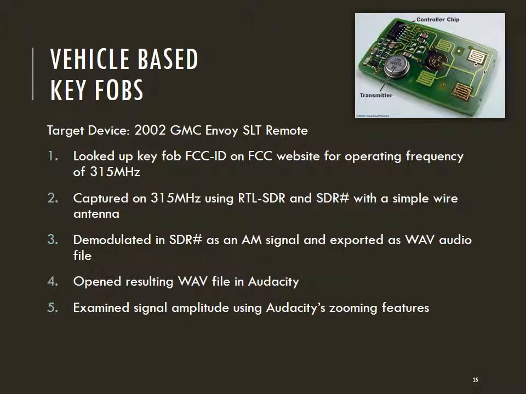The first keyless entry systems we focused on were vehicle-based. In particular, we targeted a 2002 GMC Envoy SLT remote. We began by looking up the FCC ID on the FCC website for the operating frequency of this remote and found that it was at 315 megahertz. Next, we used an RTL SDR and SDR Sharp with a simple wire antenna tuned to 315 megahertz and captured that signal.